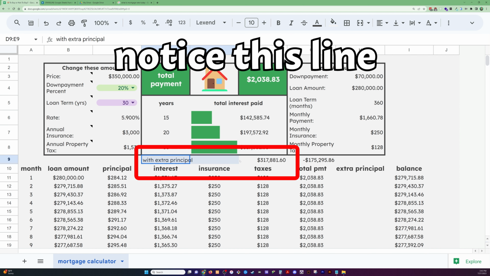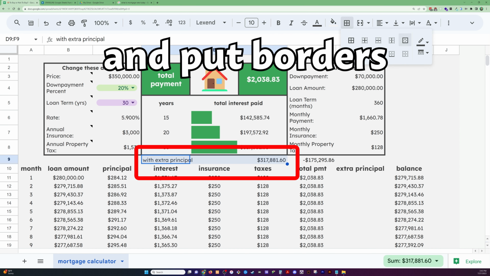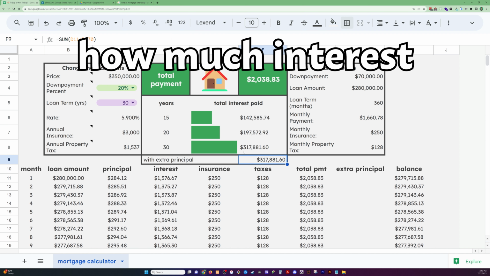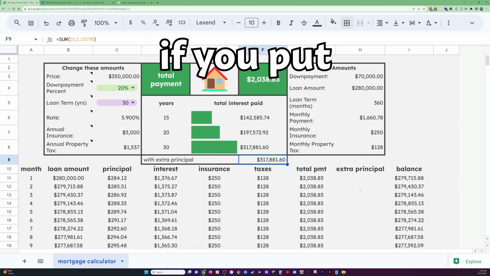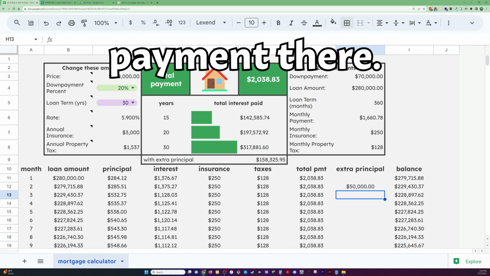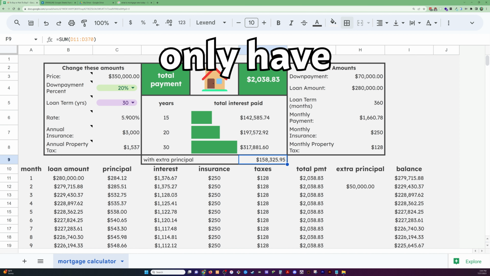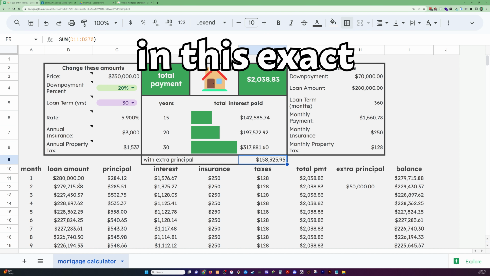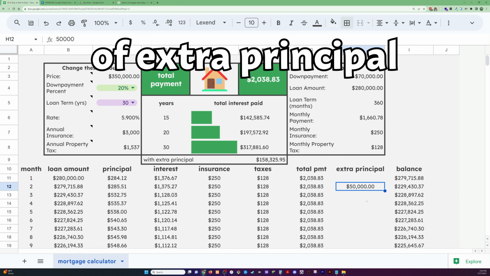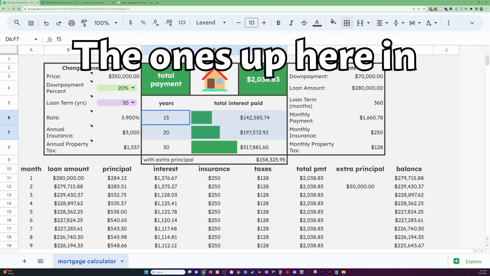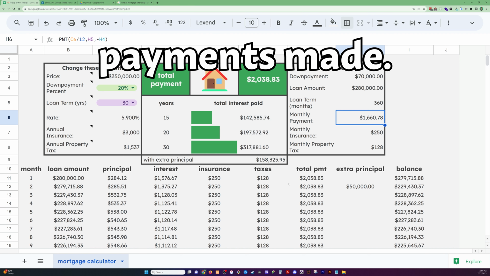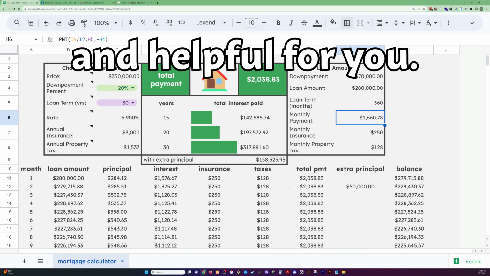One final piece, if you'll notice this line right here, I'm going to go ahead and put borders around it because I didn't do that before. This is just calculating for you how much interest you're going to pay if you put those extra principal payments. So look, I'm going to put a huge $50,000 payment there. So now it's going to say, hey, you would have only paid $158,000 in this exact amortization schedule if you did these amounts of extra principal payments. The ones up here in this box are simply taking the assumptions without any extra payments made. Hope that's clear and helpful for you.